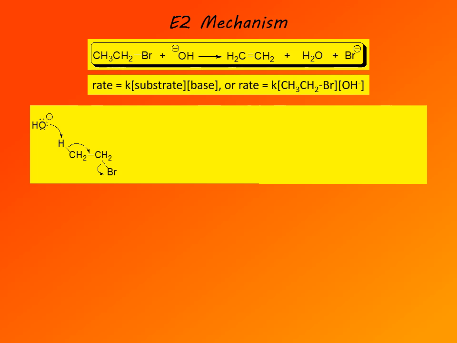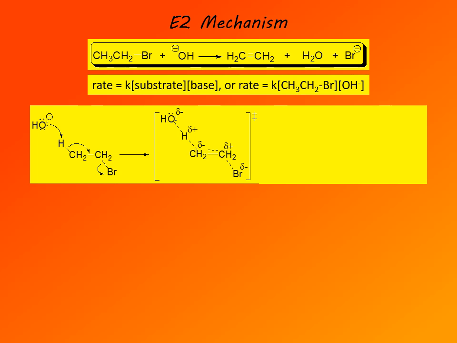As that bond is being formed, of course, hydrogen cannot have 2 bonds. So the carbon-hydrogen bond is simultaneously being broken. So that electron pair flows to form a carbon-carbon pi bond. And since the alpha carbon of this compound, of course, cannot have 5 bonds, then simultaneously with formation of the carbon-carbon pi bond, the carbon-bromine bond is broken.